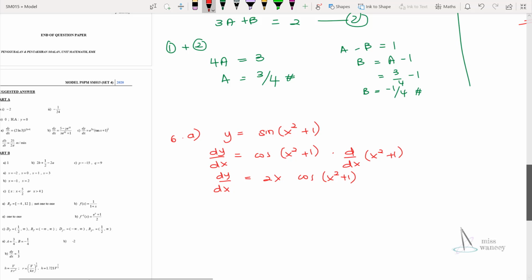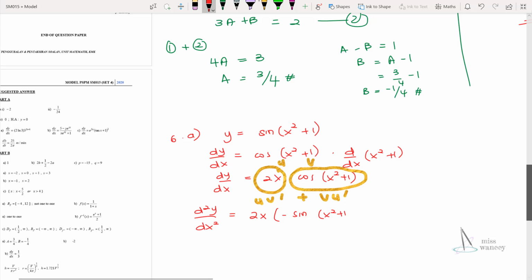Okay, so now let us differentiate this again to get the second derivative. So d2y over dx squared. If I differentiate them, I need to use some product rule. So one of them will become a u, another one will become a v. So uv prime plus vu prime. So what do we have is 2x, differentiating cos, so negative sine of x squared plus 1, and then differentiating x squared plus 1, it will become 2x, plus cos of x squared plus 1.